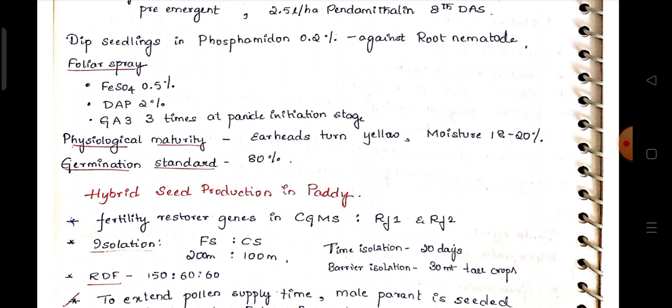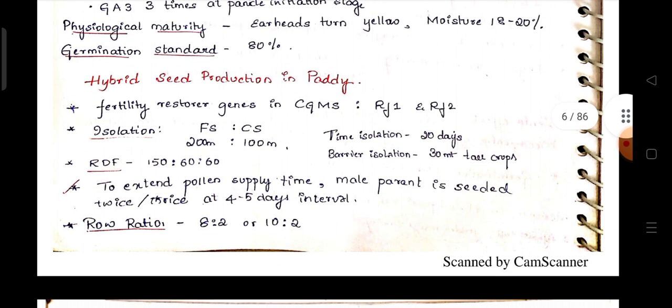Physiological maturity is when ear heads turn yellow, moisture 18 to 20%. Germination standard is 80%. Hybrid seed production in paddy: fertility restorer genes are there. Many restorer genes are there, there is a big list, go through it. The common examples are RF1 and RF2.